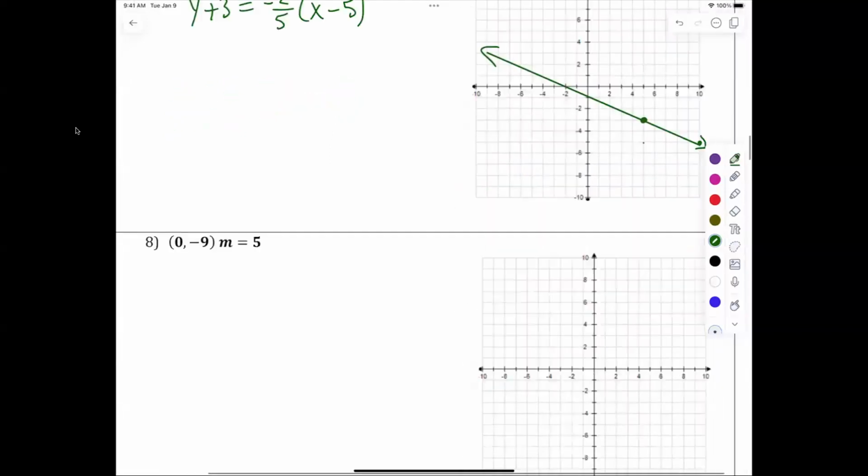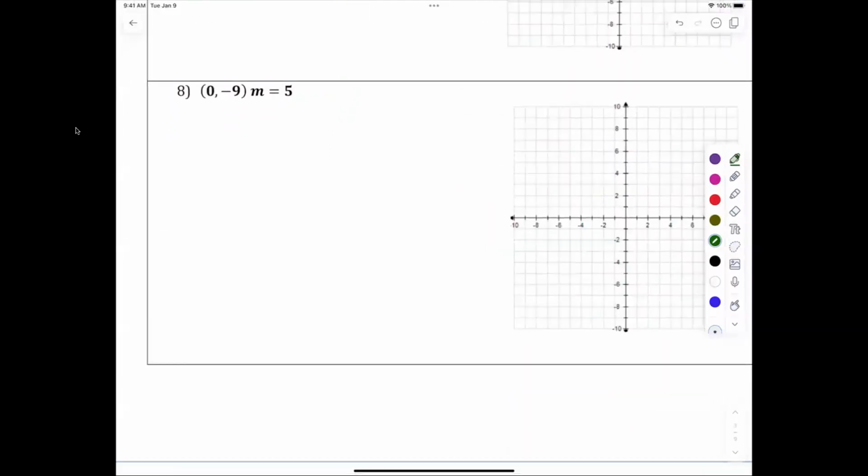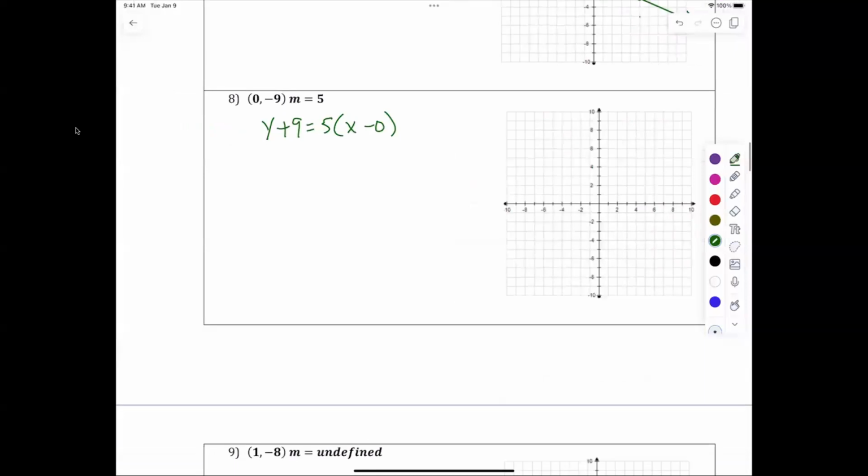All right, Maggie, you got number 8. Go. y plus 9 equals 5 times x minus 0. Yes. Do we really have to do x minus 0? No, we could just say 5x, but writing 5x minus 0 just shows you know what you're doing. All right, so now what?